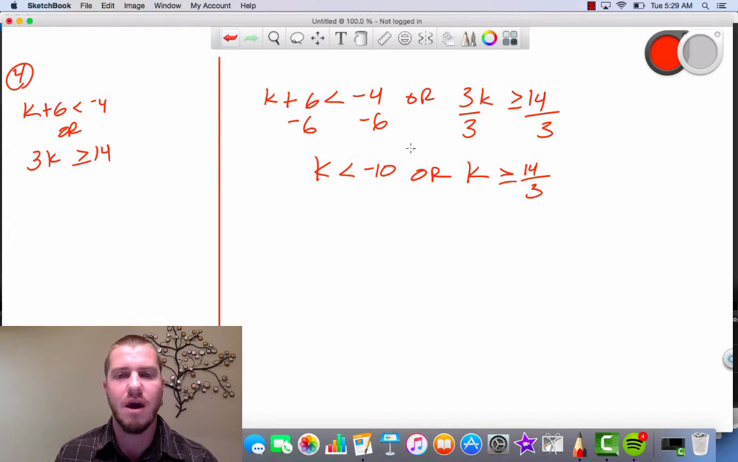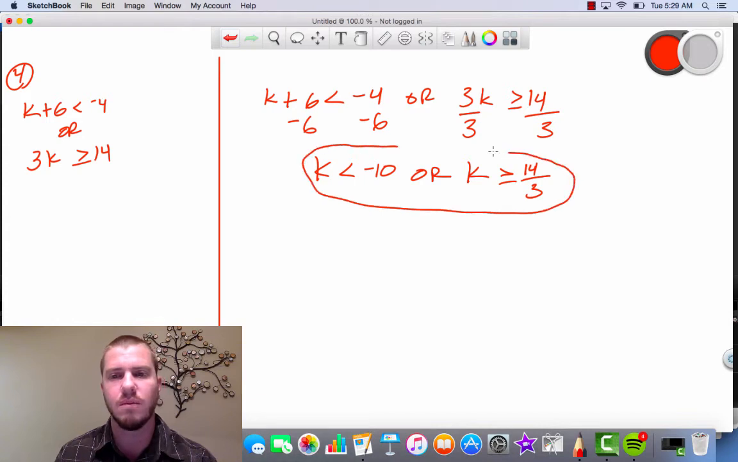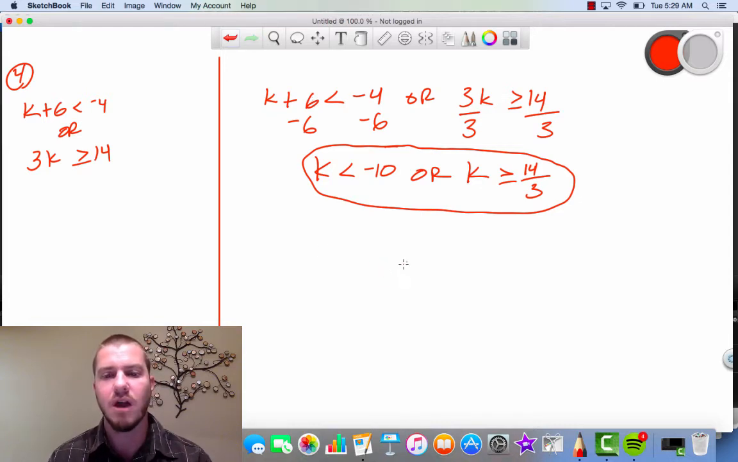So make sure you put that "or" in between them in your answer, whether it's an "or" or an "and." If it's written as that compound inequality with the variable in the middle, that is only for an "and" problem. If it's an "or" problem, you need to split them into two inequalities and write them separately.